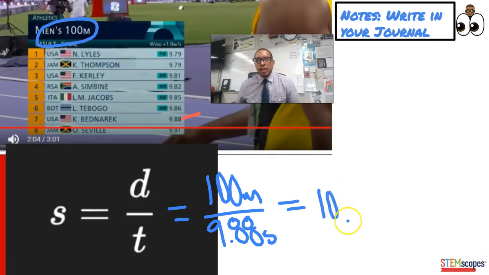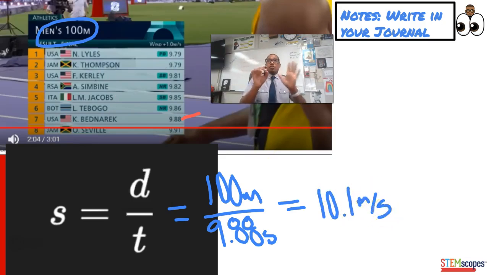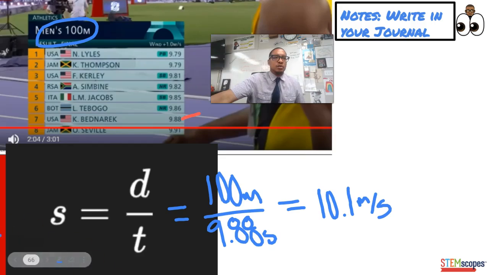He was running at 10.1 meters per second on average. That is how close. We're talking about a tenth of a meter, right? A tenth of a meter. That's all we're talking about. It's a super small amount. As a matter of fact, I'm gonna pause it so I can get the meter stick. I'm gonna show you guys.